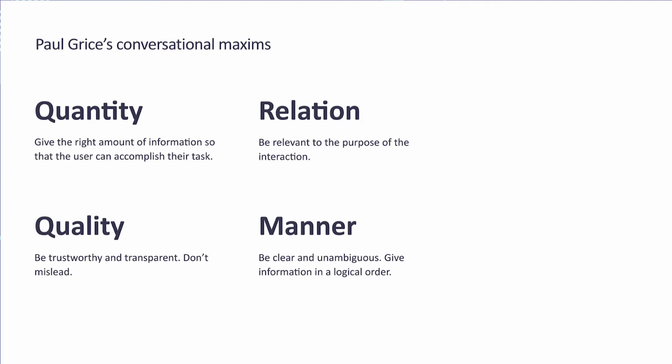The second one is quality. You want to be trustworthy and you want to be transparent, also about your intentions. Don't mislead, even unintentionally. The third one, relation, is very important. This is the one that many digital products fall on. You want to stay on topic. What does the other person need right now? All too often, we want to throw everything we know at the user without considering whether that piece of information is actually relevant to them right now at this step. And the fourth one is manner. You don't want to be jumping from one topic to another. Stay focused, be clear, and use unambiguous language.